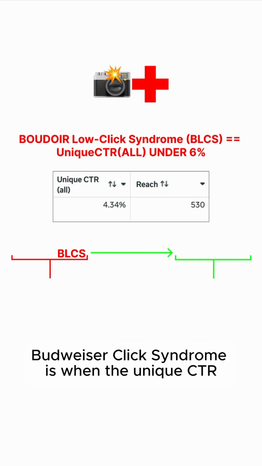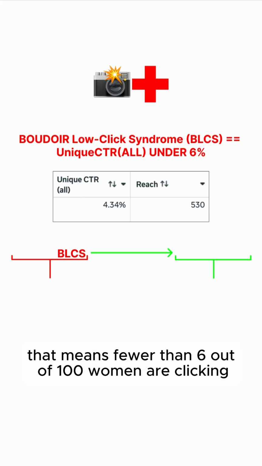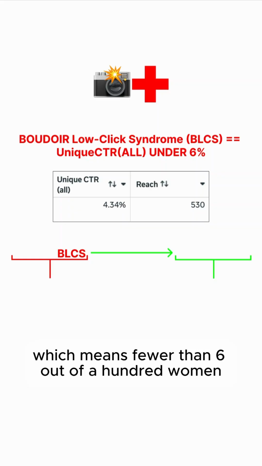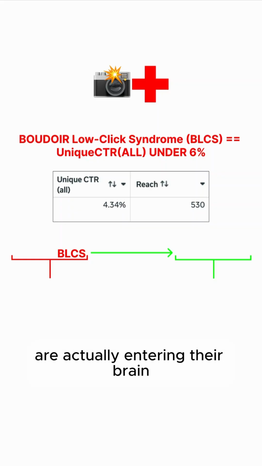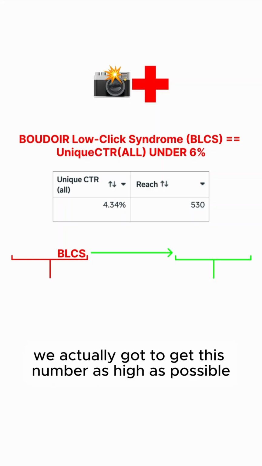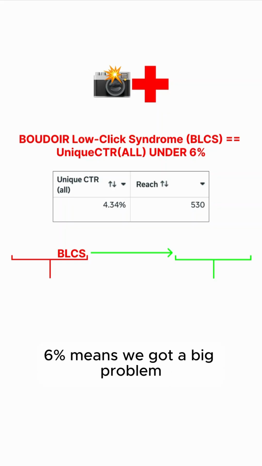So BLCS, Boudoir Low Click Syndrome, is when the unique CTR on our Boudoir Facebook ad is under 6%. That means fewer than 6 out of 100 women are clicking anywhere on our ad, which means fewer than 6 out of 100 women, our ad is actually entering their brain, which means fewer than 6 out of every 100 women we meet have a non-zero chance of actually buying from us. So we've got to get this number as high as possible, literally as high as possible. 6% is the minimum. 6% means we got a big problem.